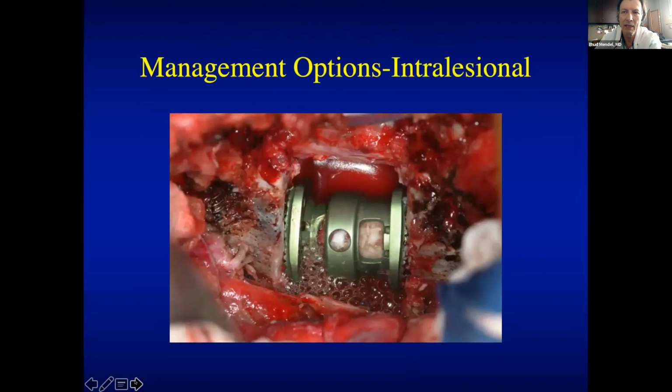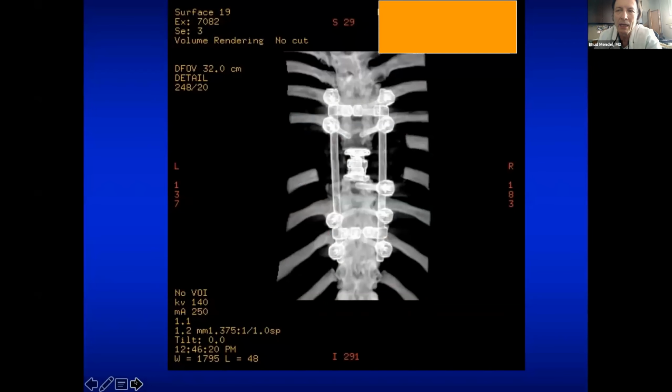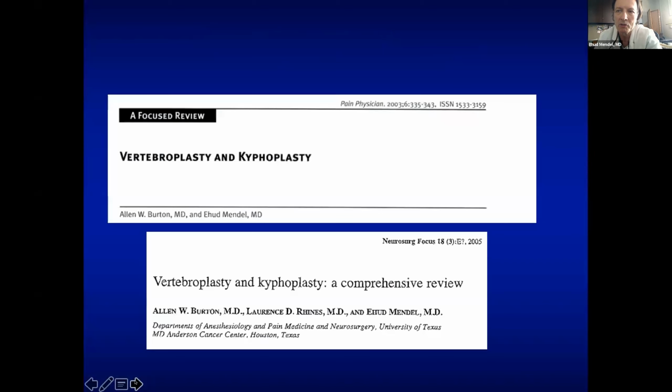And these are some of the x-rays. Sometimes you don't use carbon fiber or PEEK, you can use titanium cages, and they pretty much function in the same way as a gap filler and restoring stabilization.